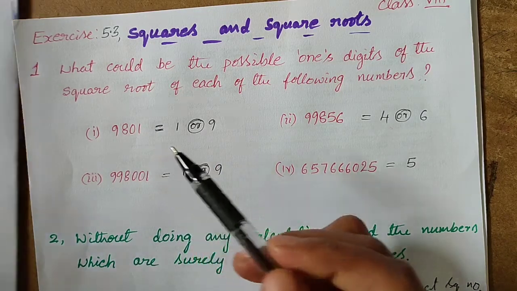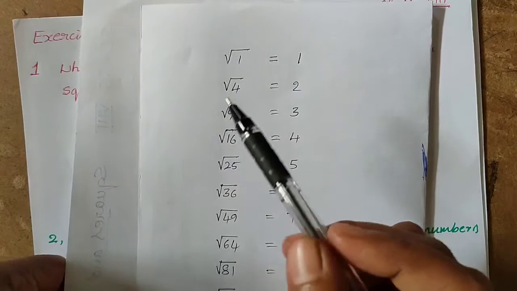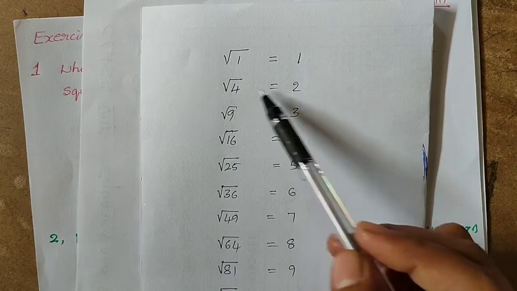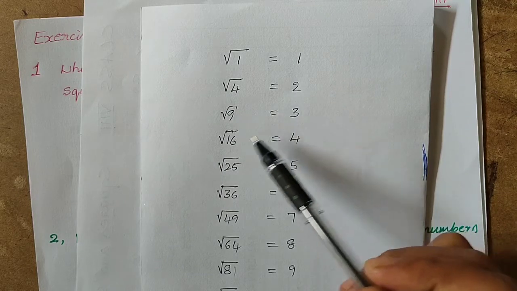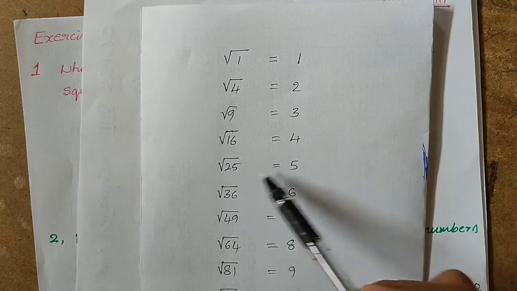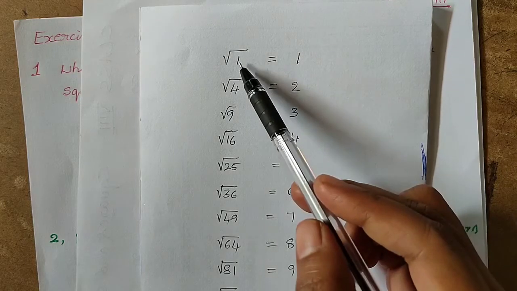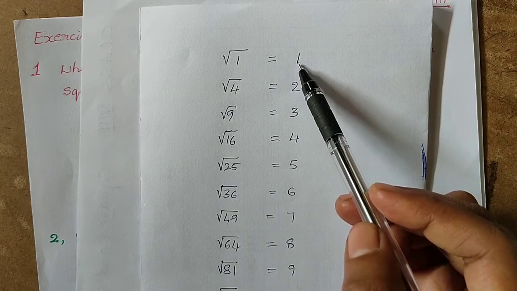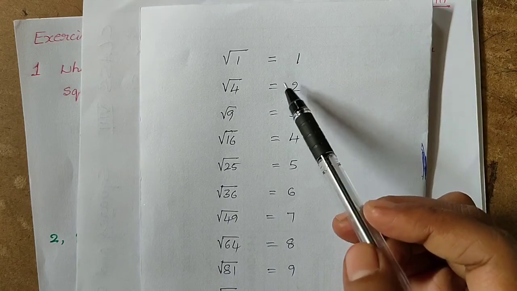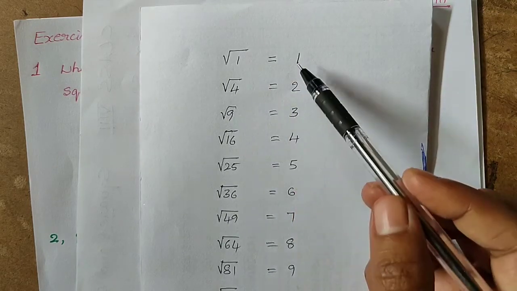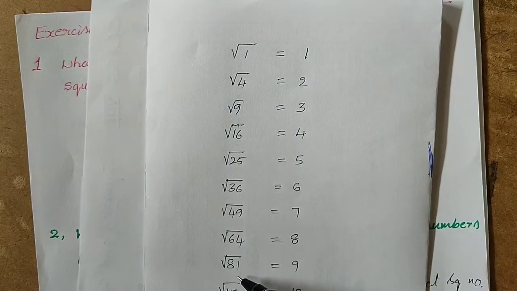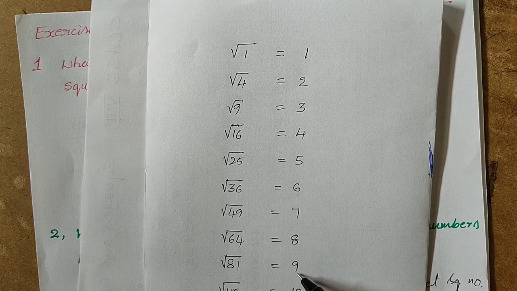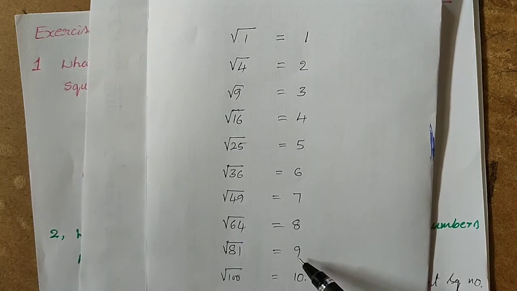Now look at these square numbers. You know that root 1 is 1, root 4 is 2, root 9 is 3, root 16 is 4, root 25 is 5. Look at this. In this square number, the unit digit is 1. The square root number's unit digit is also 1. Coming to the next, where again 1 comes in the unit digit, 81. What is its square root? That is 9.